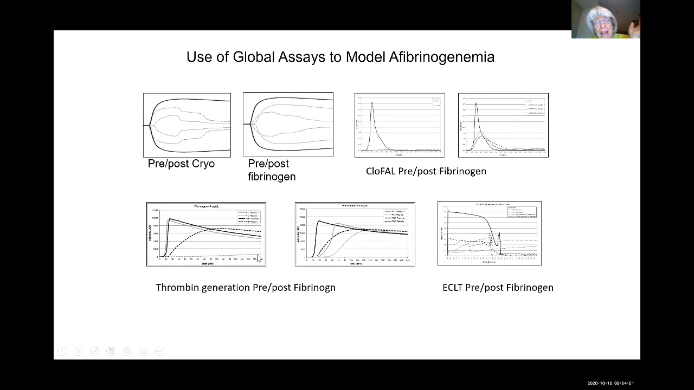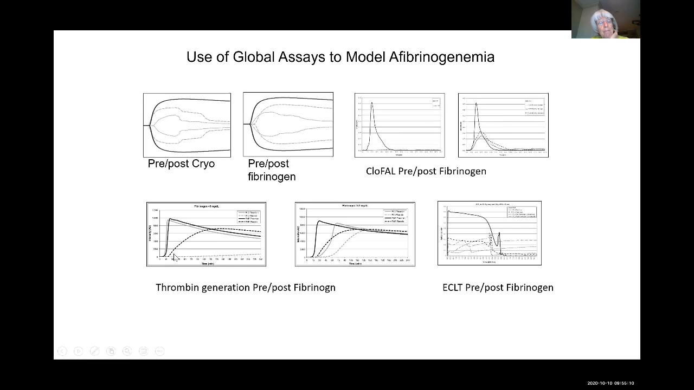And this may be why it seems that people may be hypercoagulable with afibrinogenemia after they get treatment, because for a transient period they've not yet developed their fibrinolysis. And then this is after getting fibrinogen concentrate.